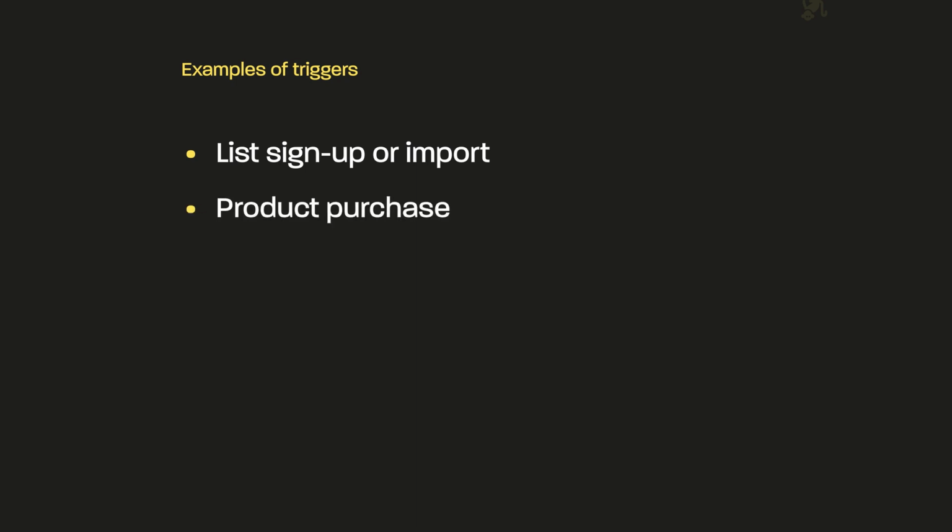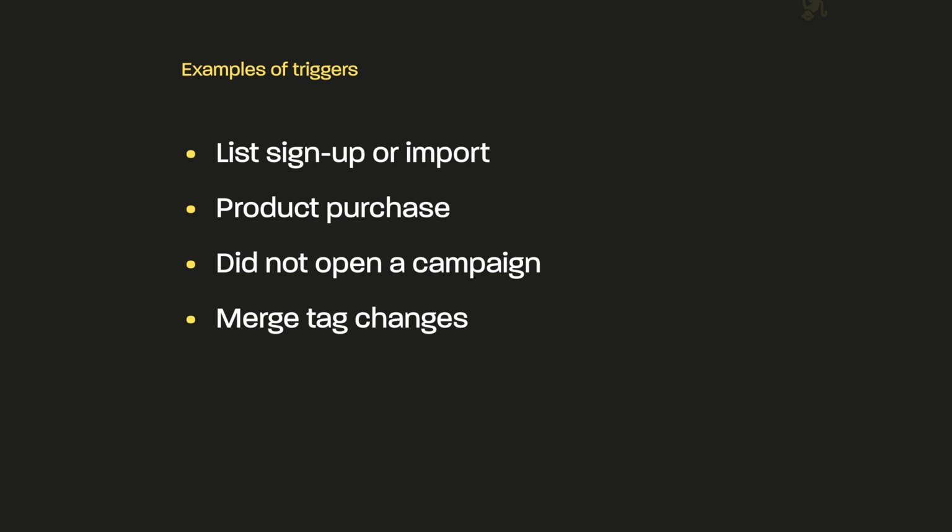So let's look at a few examples of triggers. Triggers are the thing that has to happen before the automation sends. It could trigger an automation for a list sign-up or an import. That would be the welcome email. It could be a product purchase that triggers an automation. It could be if somebody did not open a campaign. A trigger of an automation could happen when a merge tag or a tag or a group changes. So if they join or leave a group, you can trigger an automation.